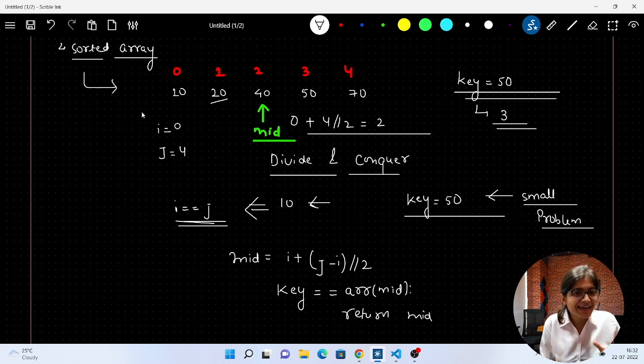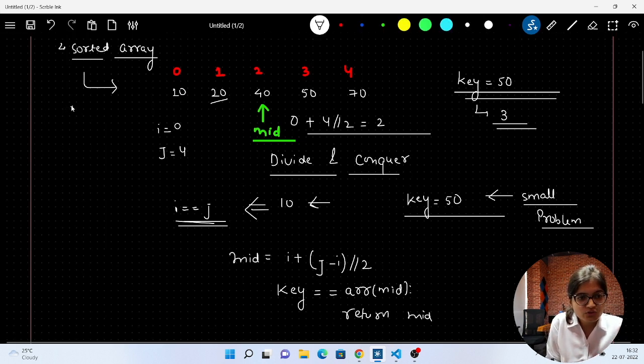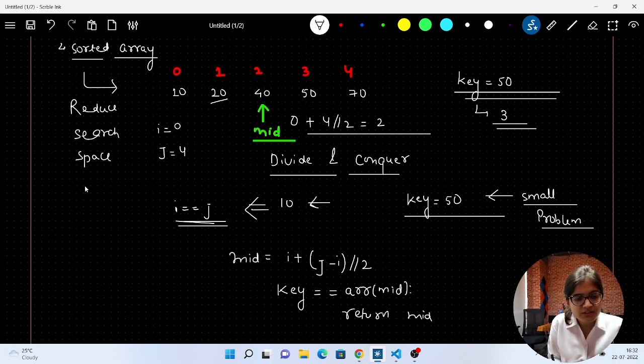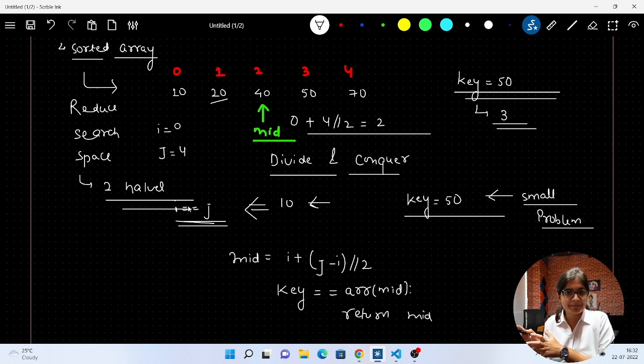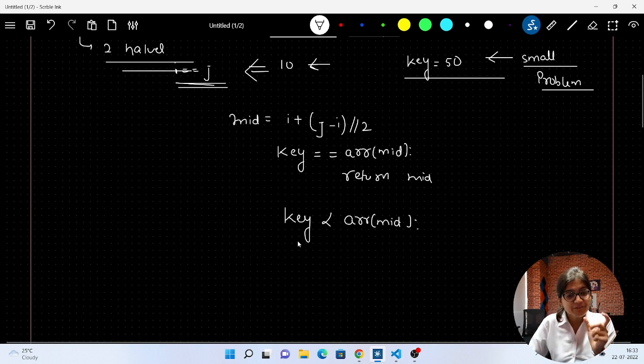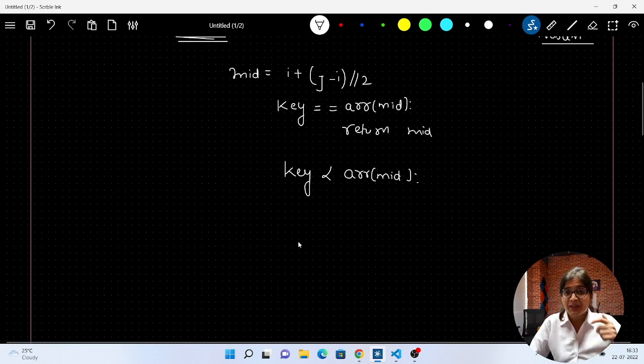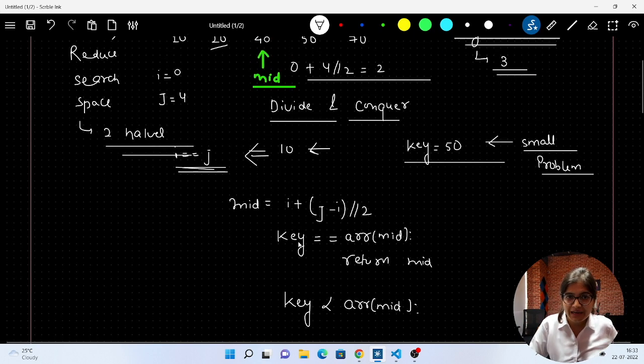Because this sorted array helps us to divide the traversal into two halves to reduce the search space. Either we move towards the left or my code will move towards the right. If it is not sorted, that thing will not be possible. So if the value of the key is less than array of mid, I know that I should traverse towards the left side of mid.